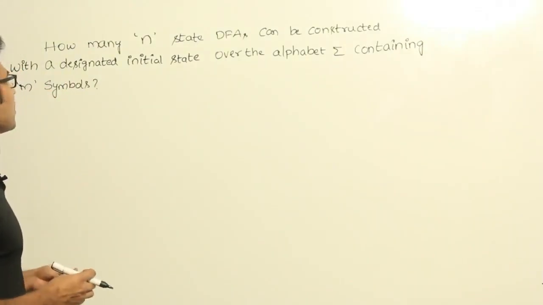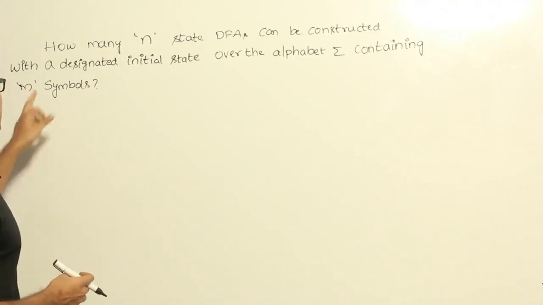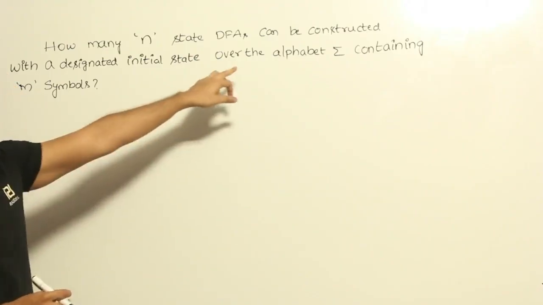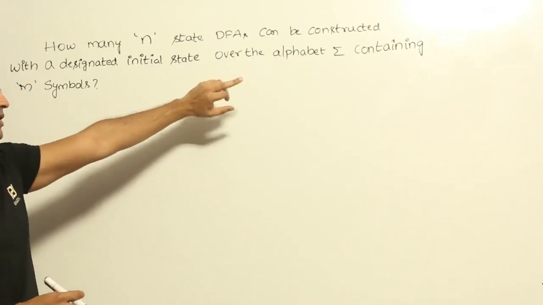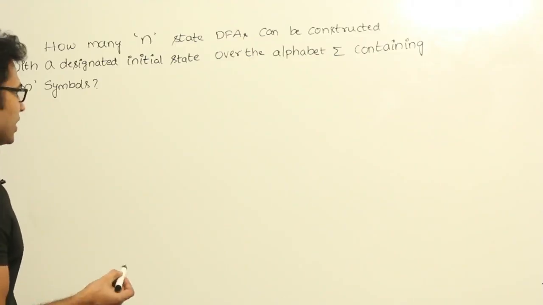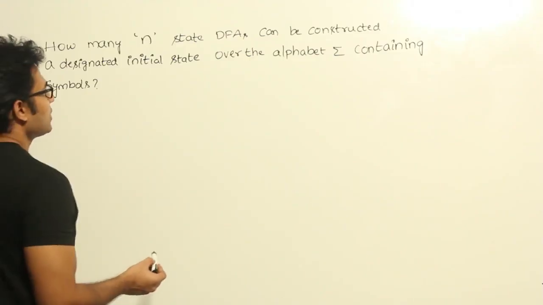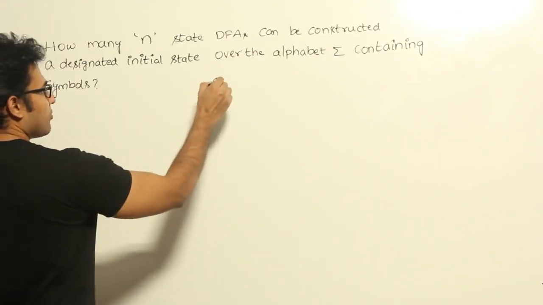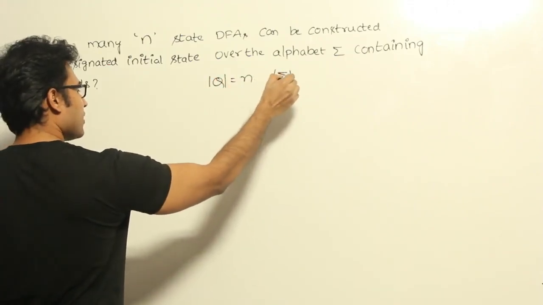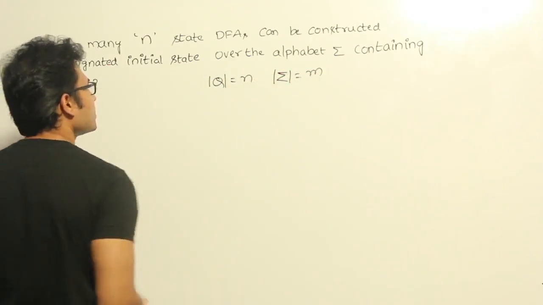Now let's see this question. How many n state DFAs can be constructed with a designated initial state over the alphabet sigma containing m symbols? What they are saying is the number of states we have is n, and the number of symbols in sigma is m. So this is what is given.